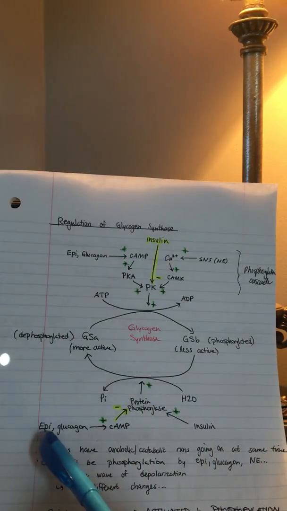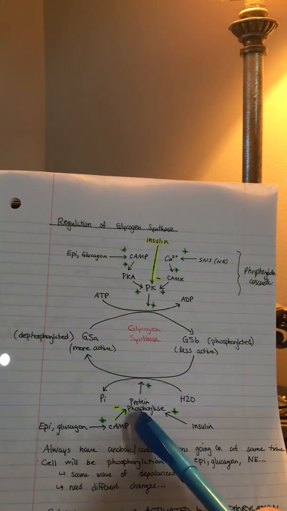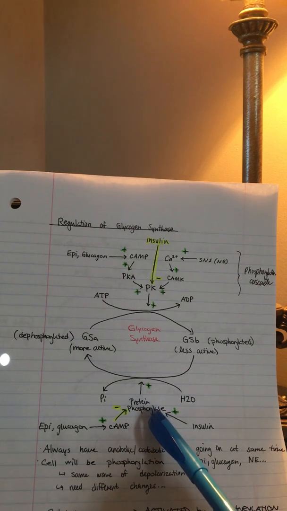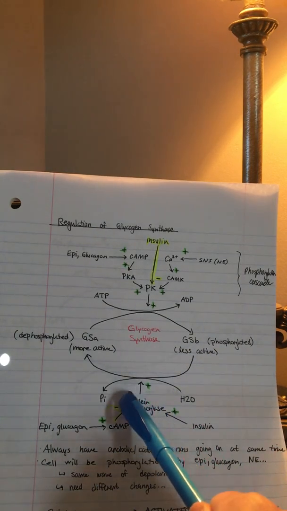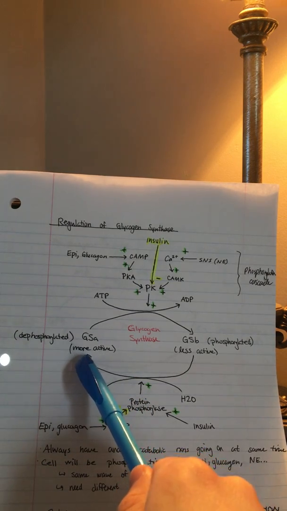On the other side of this, exercise through epinephrine and glucagon is going to inactivate protein phosphorylase. So exercise is going to turn down this reaction that creates a more active glycogen synthase. So you begin to exercise and you turn up the inactivation of glycogen synthesis and you turn down the activation of glycogen synthesis. And these work together to just turn down glycogen synthesis.